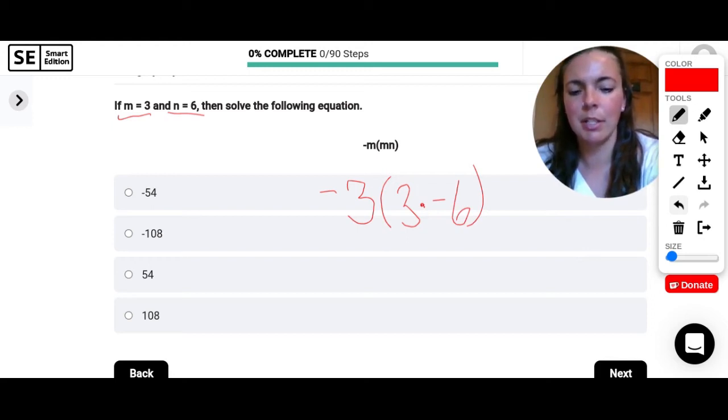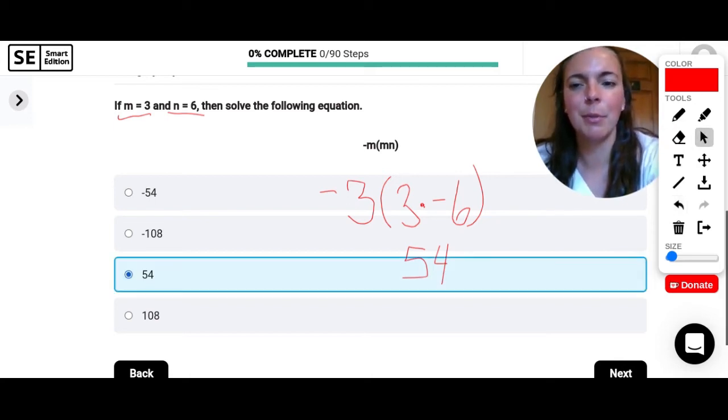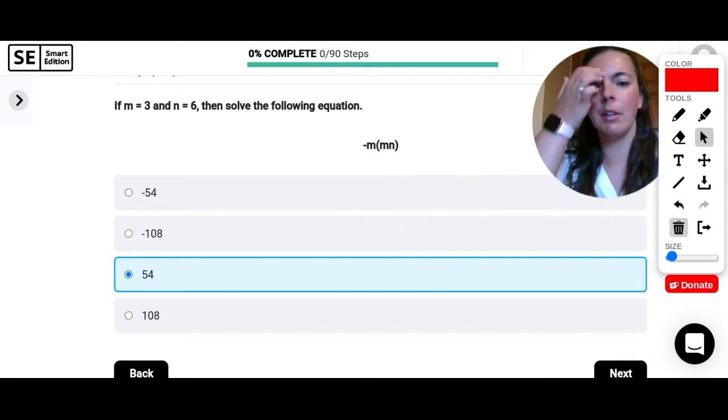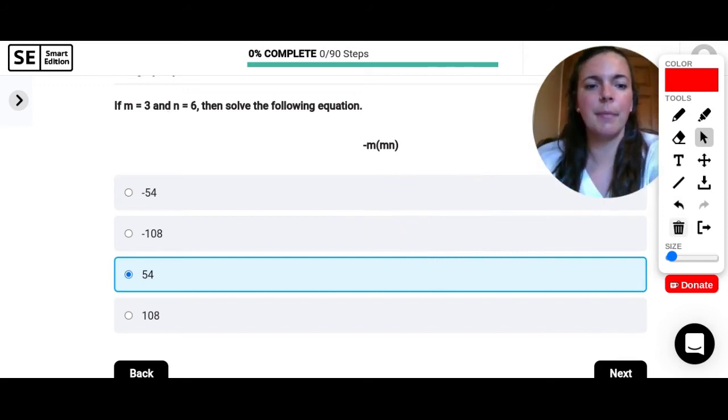So we should definitely get a positive answer because I have two negatives in here. 3 times 3 would be 9, so it'd be -9 times -6. So it looks like we should get a positive 54. Okay, if you had done the parentheses first, which would probably be the right way to do it with order of operations, then you would get -18 times -3, and you would also get positive 54.